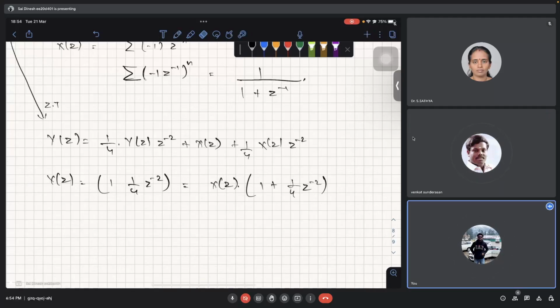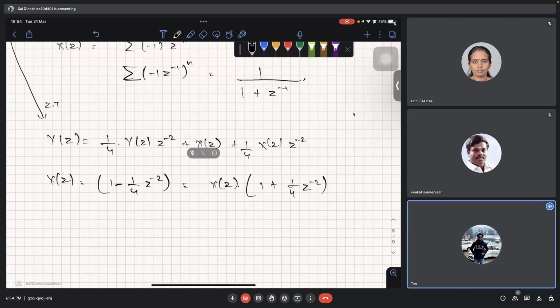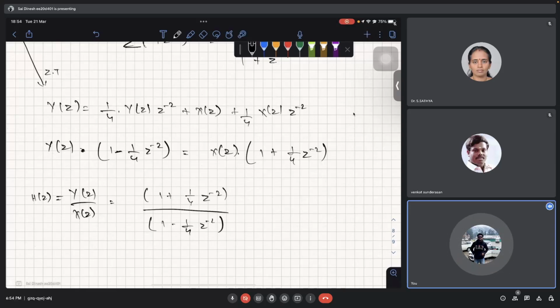Oh yeah, actually yes, 1 minus, sorry, right. 1 second, I think the sound is pretty low. Yeah, so 1 minus 1 by 4 z power minus 2 by 1 plus 1 by 4 z power minus 2, right? So h of z is y of z by x of z, which is equal to y of z into this, right? So 1 plus 1 by 4 z power minus 2 by 1 minus 1 by 4 z power minus 2.